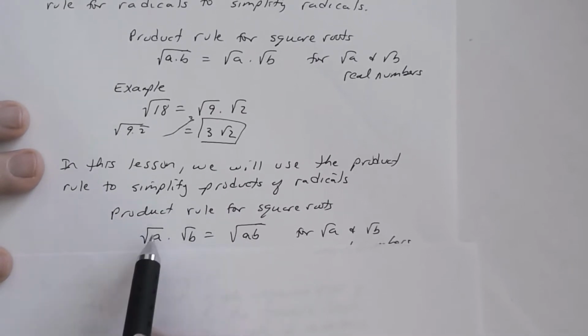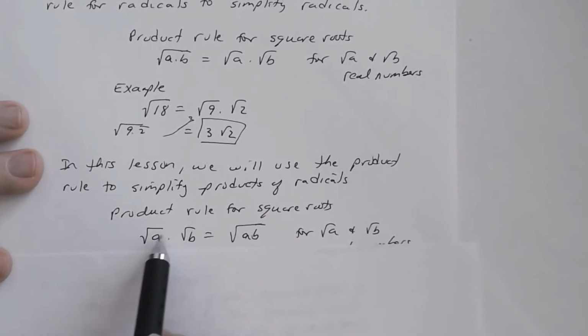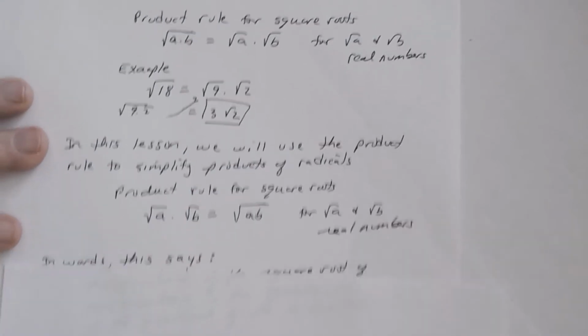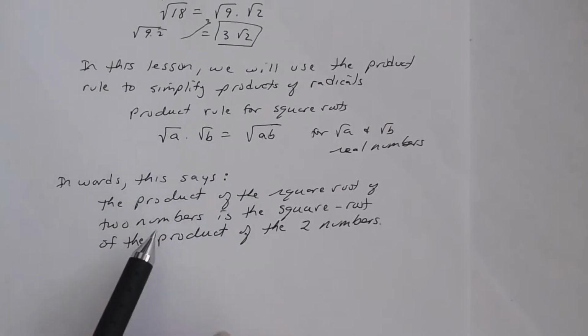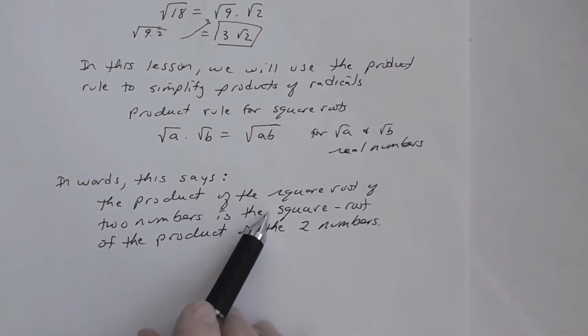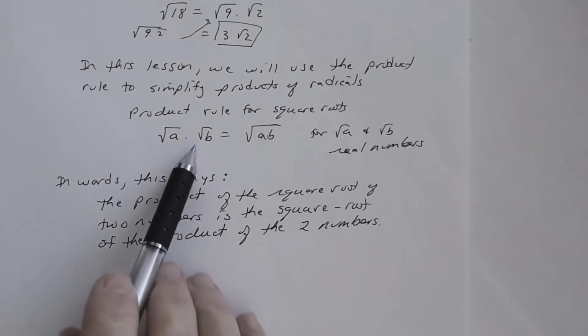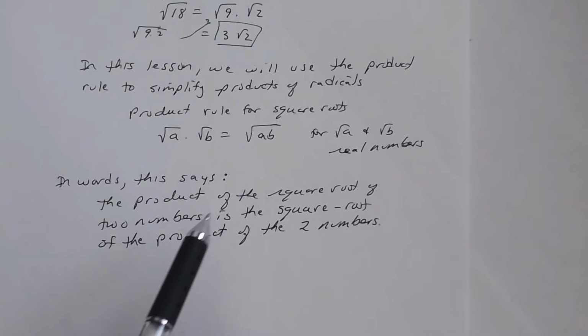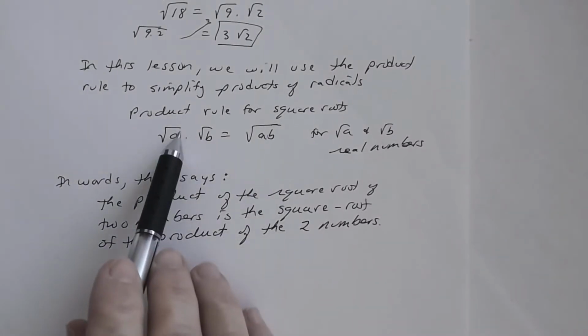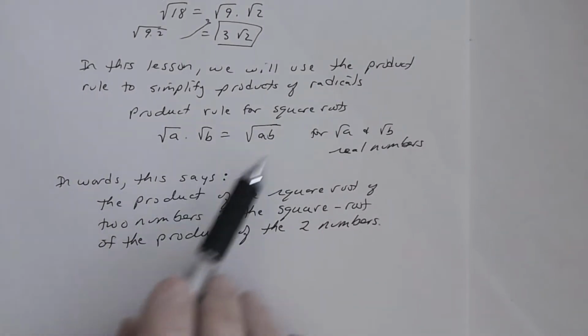Now remember, this only applies if we're dealing with the same index. In this case, I'm looking at square roots. If these were cube roots, it would still apply: I can write it as one cube root. Fourth roots, I can write as one fourth root, and so on. In words, this statement says the product of the square roots of two numbers is the square root of the product of the two numbers. You take those two numbers, multiply them together, and that's your radicand.